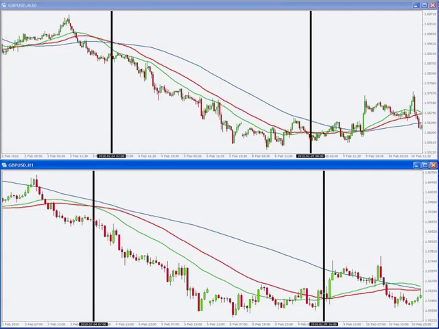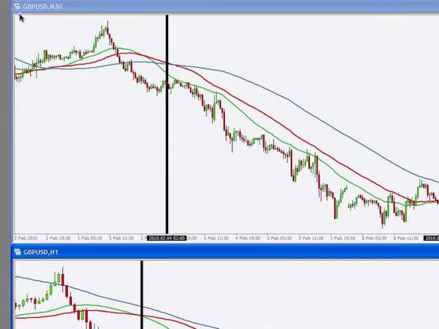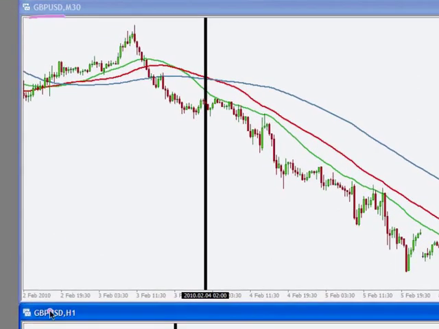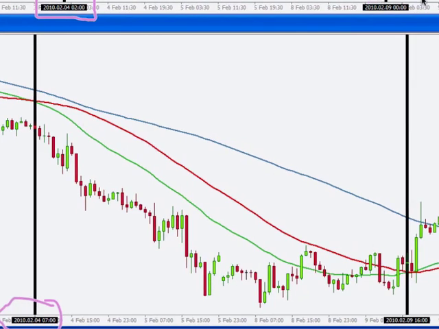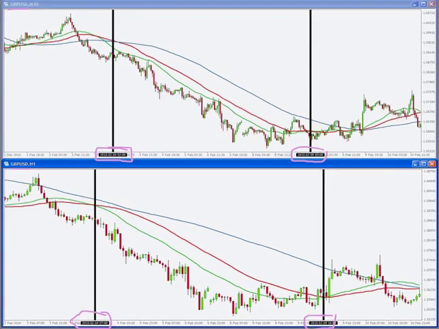Alright, we are now looking into 2 different charts related to the sterling pound against the American dollar. Sterling pound against the American dollar up there, and sterling pound against the American dollar down here. Both charts also relate to the same period of time, from the 4th of February 2010 all the way to the 9th of February 2010. So basically it's exactly the same chart. The only difference is that this is the 30 minutes time frame and this is the 1 hour time frame, right?